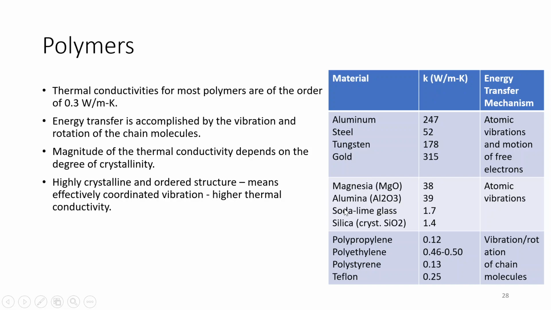In case of ceramics, magnesia, alumina, soda lime glass, silica, these have lower thermal conductivities, lowest for silica. In this case you have atomic vibrations contribution only. Then you have polymers such as polypropylene, polyethylene, polystyrene and Teflon, which have thermal conductivities of 0.12, 0.46, 0.13, 0.25, and in this case vibration or rotation of chain molecules will be contributing to the thermal conductivity.